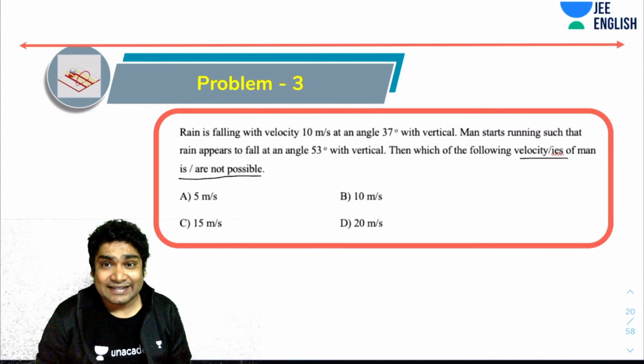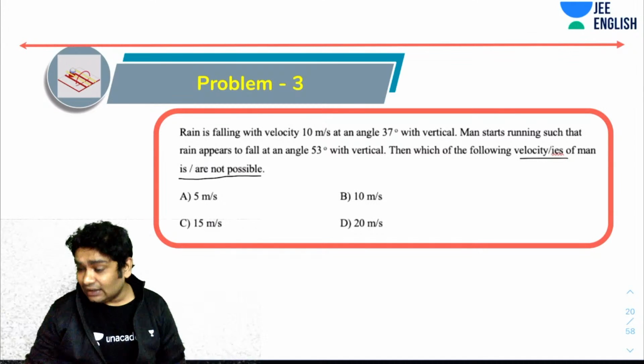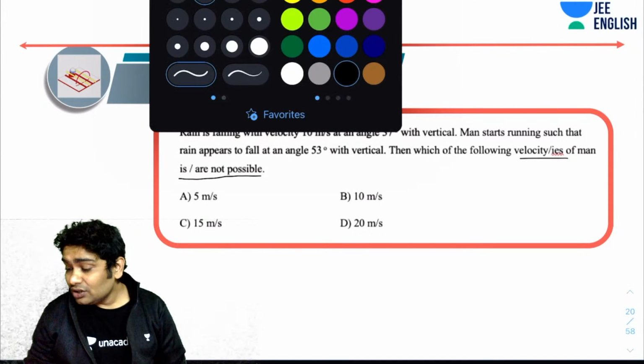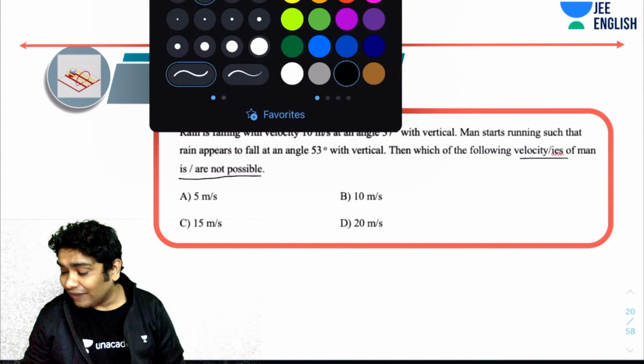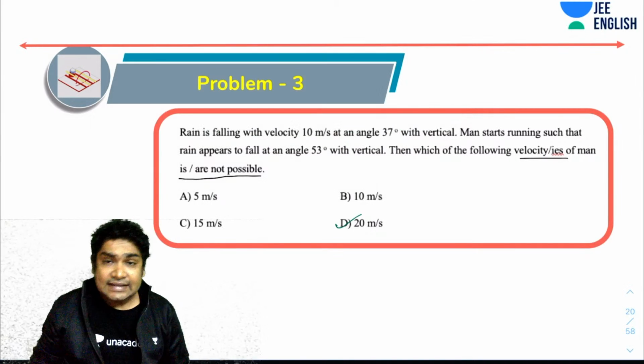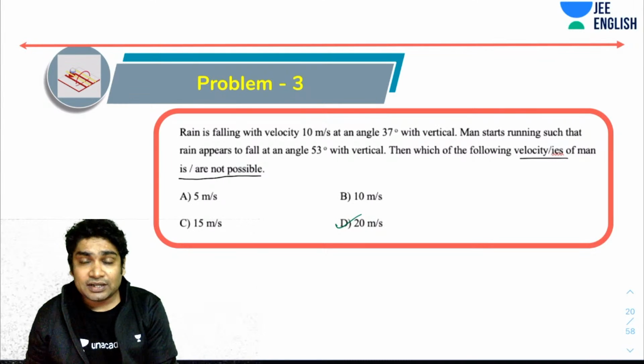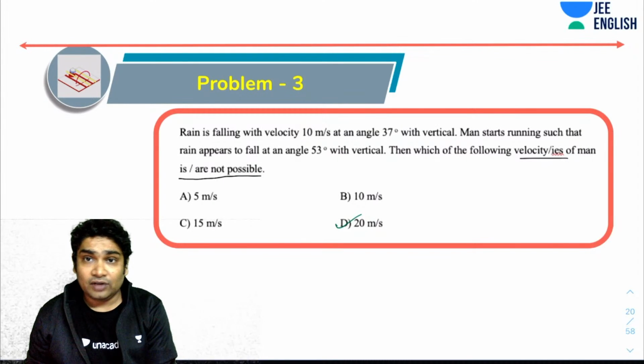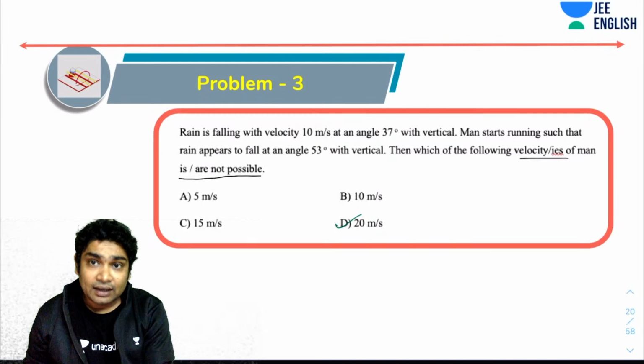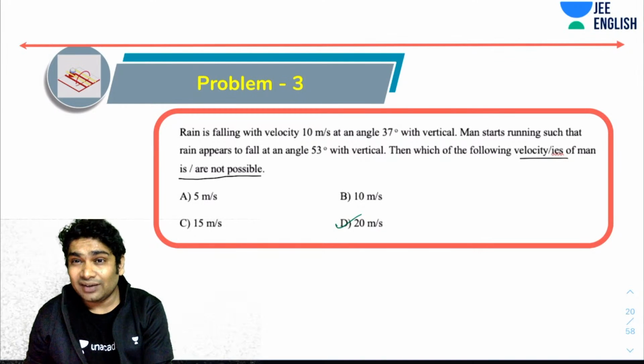So as Pandey says D, yes. So D is in fact the correct answer. So again, you can use your knowledge of vectors in this. The easiest way of thinking about this is, imagine rain is falling at a velocity of 10 at an angle of 37 with respect to vertical.